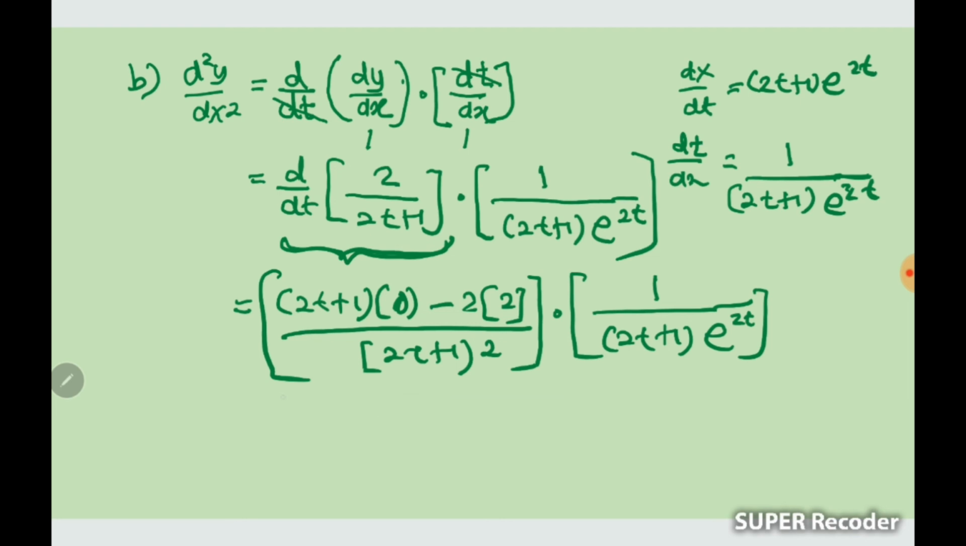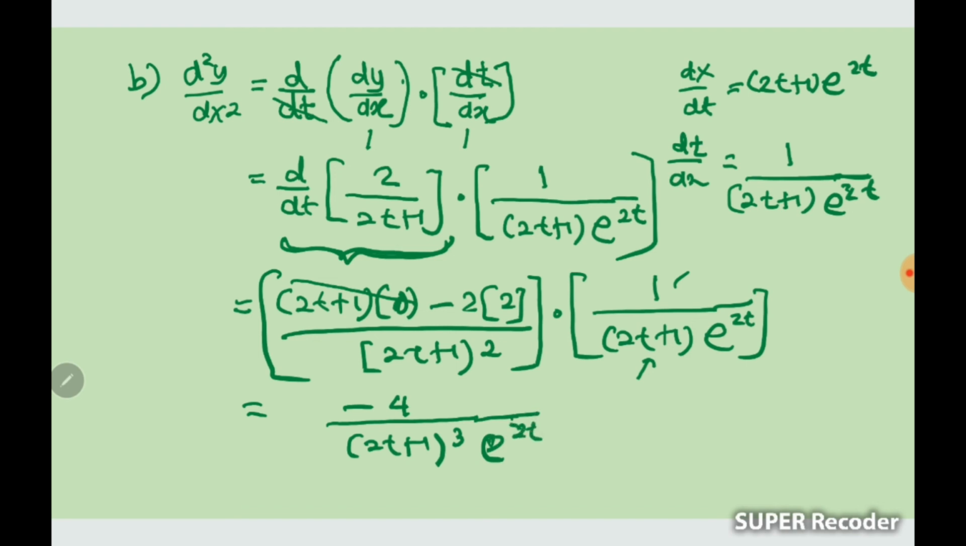Simplify. Because of the 0 here, that term becomes 0. So you will get negative 4 times 1, which is negative 4, over 2t plus 1 times 2t plus 1 squared. So the answer is (2t plus 1) cubed, and we also have e to the power of 2t.